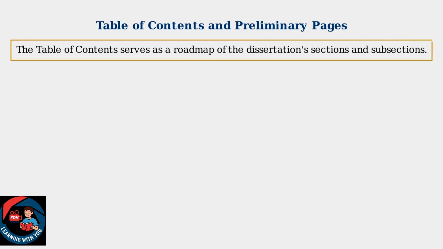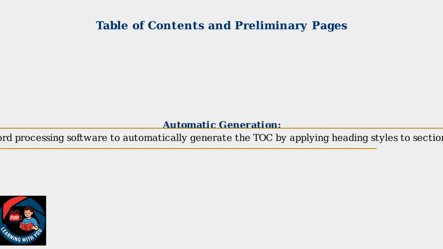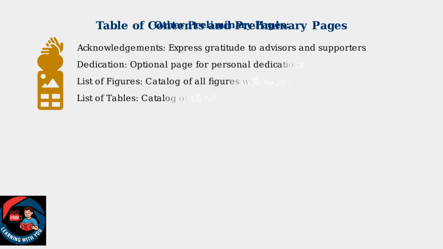The table of contents serves as a roadmap of the dissertation's sections and subsections. A typical table of contents lists each section and subsection with corresponding page numbers. You can generate the table of contents automatically using word processing software by applying heading styles to your section titles. Other preliminary pages include acknowledgments to express gratitude, an optional dedication, and lists of figures and tables.